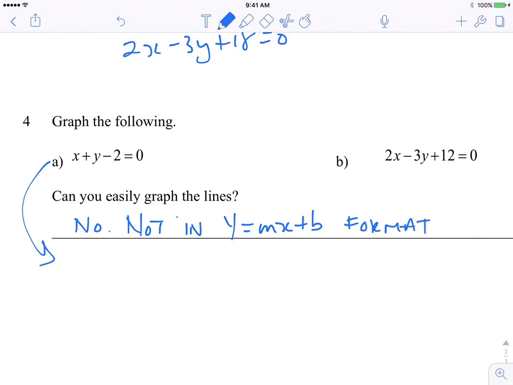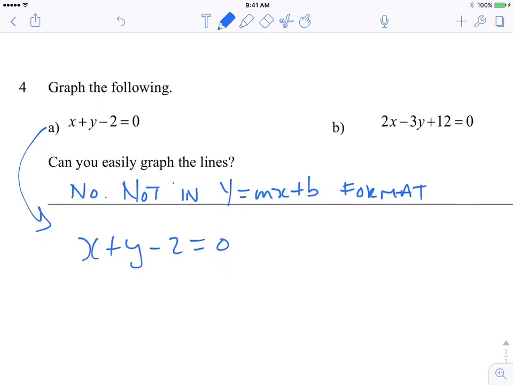Okay, so what we're going to do is rearrange this. How can we change this? Well, we want to leave the y on the left, and then we'll put the equal sign here. Let me write the equation first: x plus y minus 2 equals 0. And what we want to do is leave the y on here, because we want y equal mx plus b.